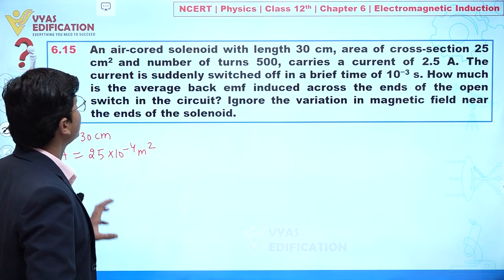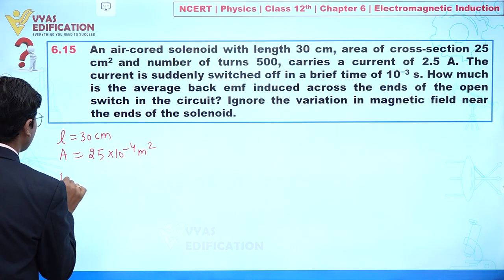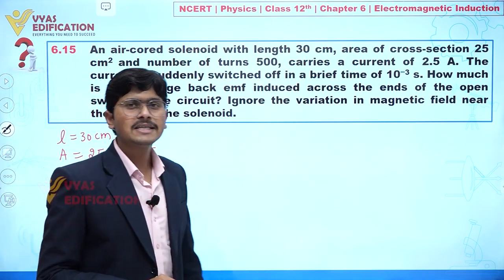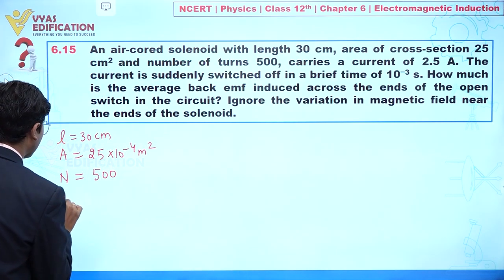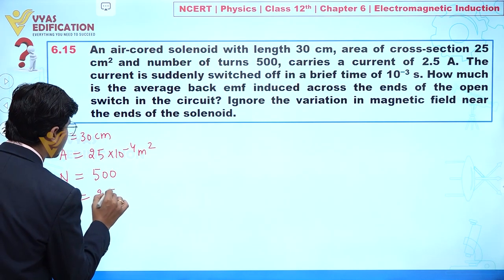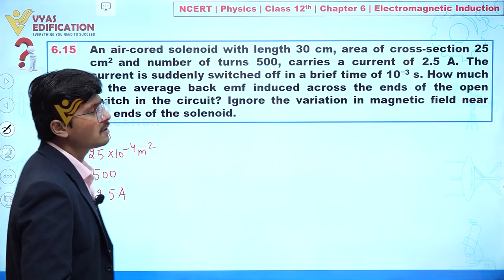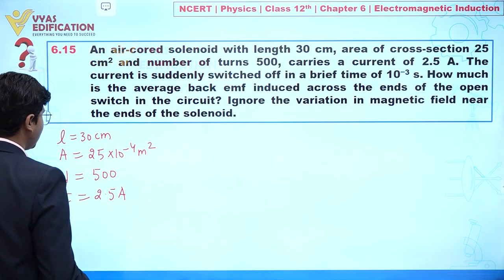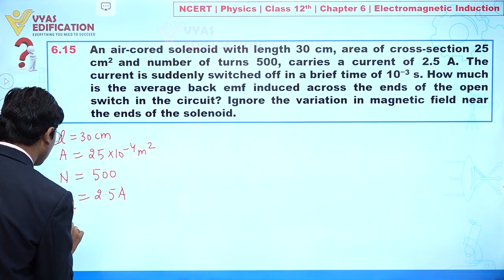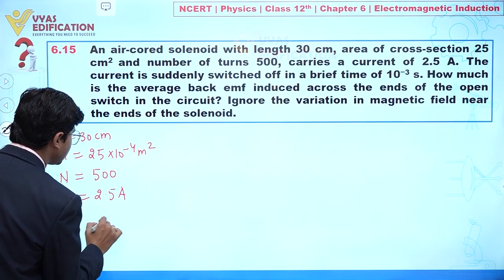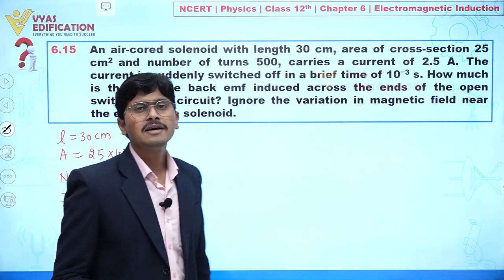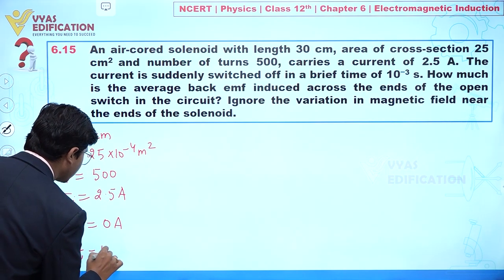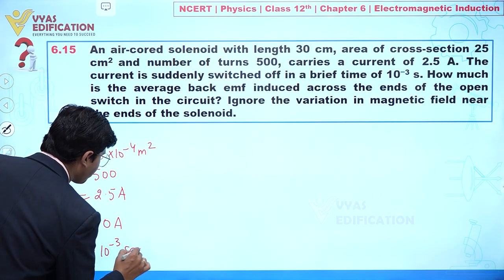It is also given the number of turns. So the number of turns is equal to 500. It is carrying a current of 2.5 ampere, so I equal to 2.5 ampere. Now it is also given that the current is suddenly switched off. It means the initial current is 2.5 ampere and finally it is 0, in the time interval 10 to the power minus 3 second.